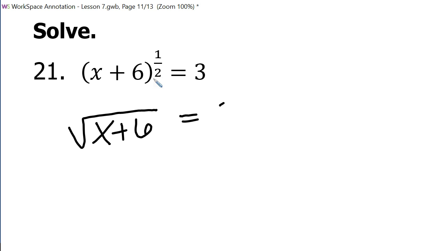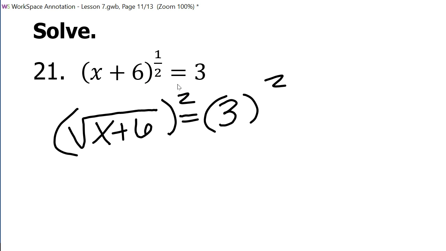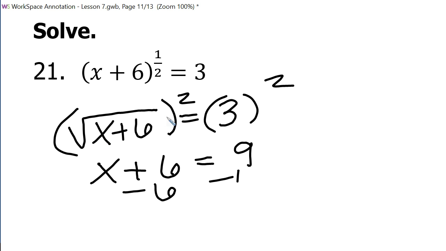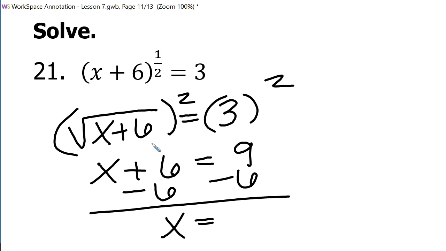Now this looks like one of the regular radical equations from last week. X is under a square root. How do I get rid of a square root? Square it. So if you square the left side, square the right side. And what happens when you square a square root? They cancel, so what's left on the left side? X plus 6. The 3 needs to be squared, and 3 squared is 9. Subtract 6 to both sides, and 9 minus 6 is 3.